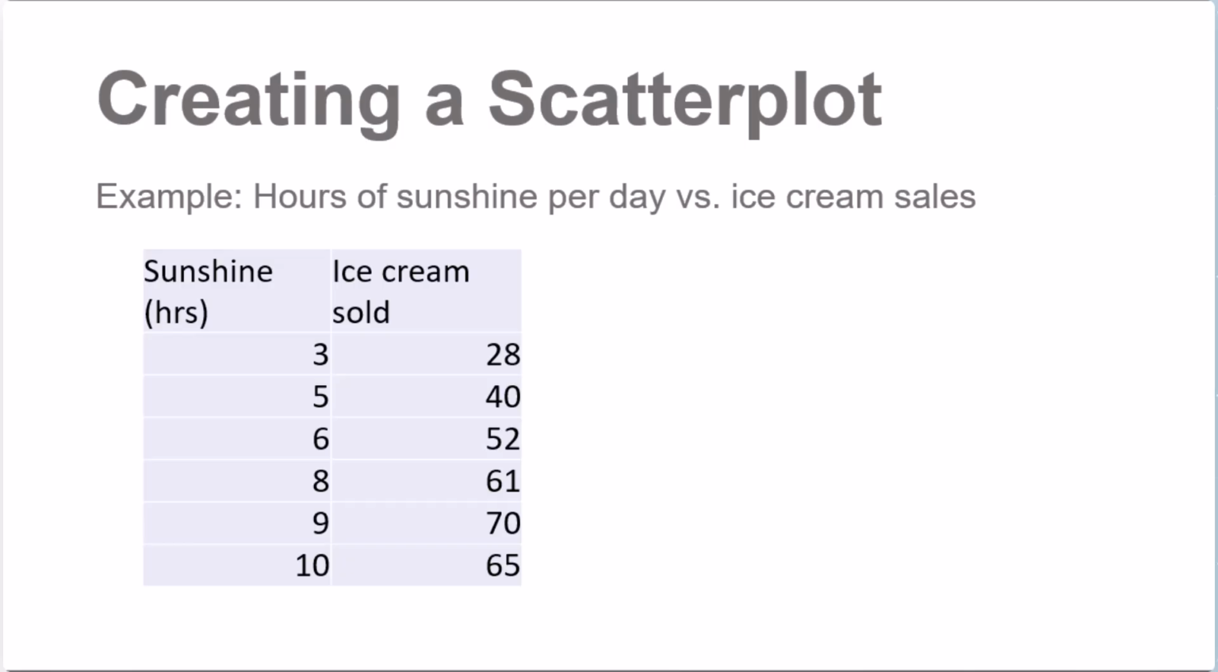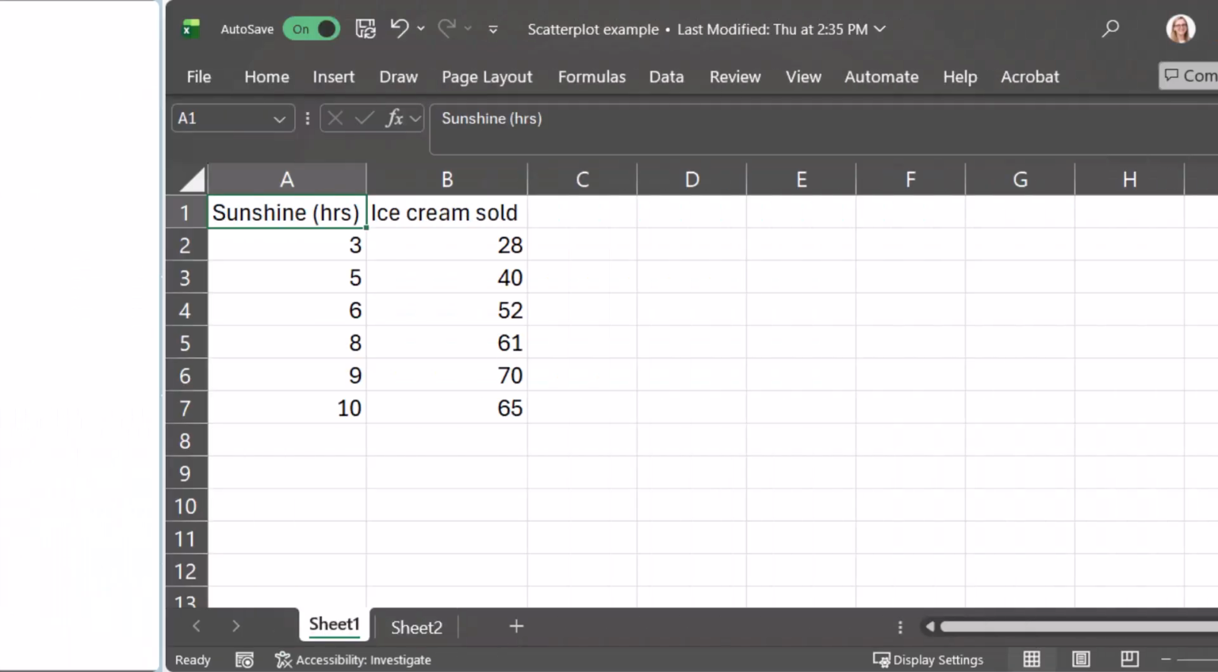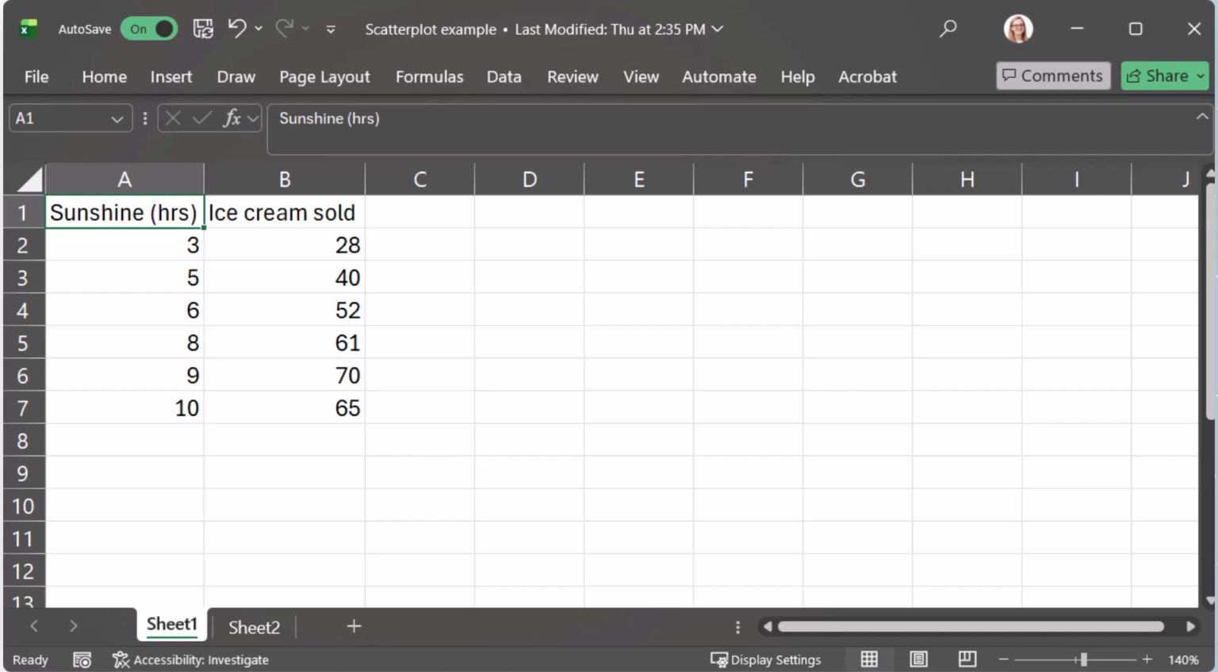I would want to either copy this data or just type it into an Excel file. So here I have my data set in Excel. And scatter plots are actually really easy to make in Excel. So I want to put the data side by side. I have them in vertical columns. So my sunshine hours are in column A, and my ice cream values are in column B. And I'm going to highlight both columns together. So here I have highlighted from A1 to B7. That includes my labels. You don't have to have labels, but it's good to label your data in the Excel file.